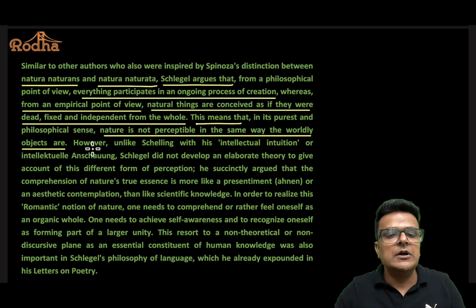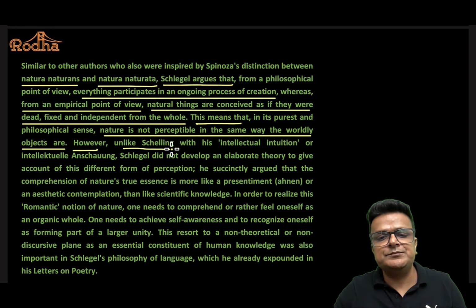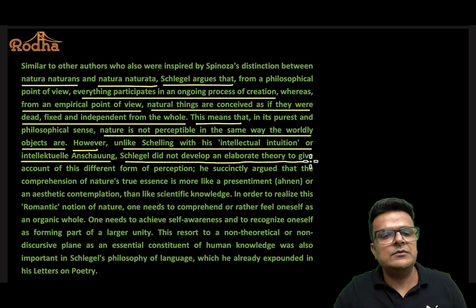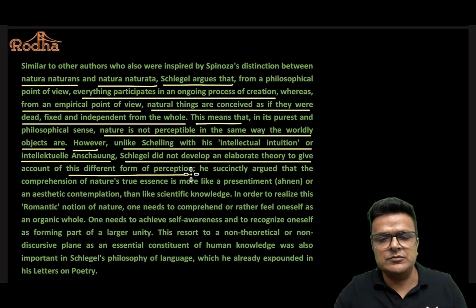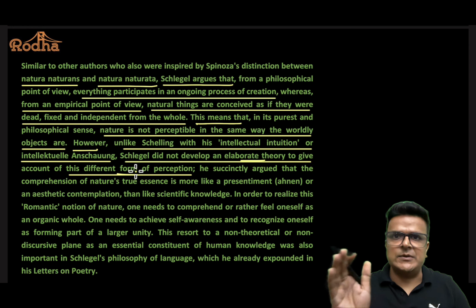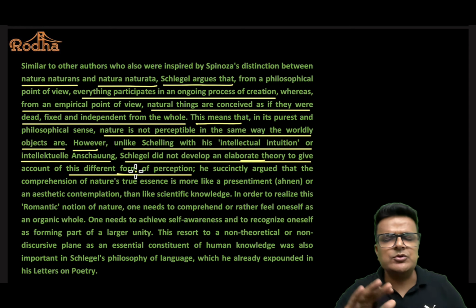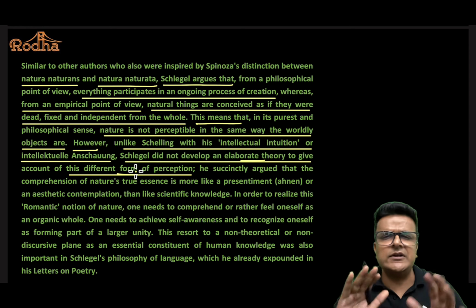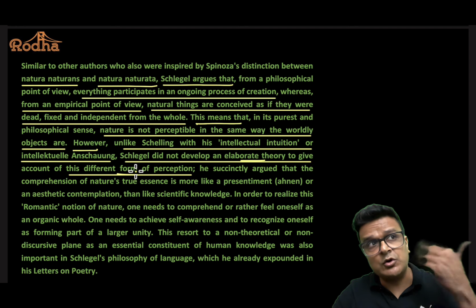fixed मानते हो. However, unlike Schelling, with his intellectual intuition, or I'm not reading this German phrase, time waste होगा. Schlegel did not develop an elaborate theory to give account of this different form of perception. So author says किसी ने, somebody called Schelling probably did this, but Schlegel did not do. What he did not do? He did not give a theory to give explanation for his different form of perception. Schlegel ने चीजों को अलग तरीके से देखा, but उसके लिए कोई justification, कोई theory नहीं दी. He did not give any theory to explain his opinion, why he saw things differently.